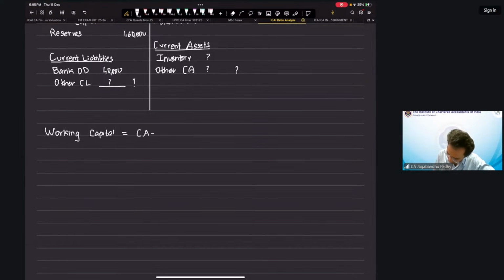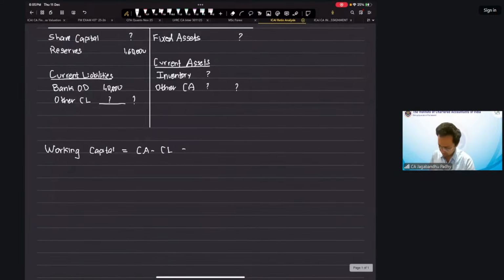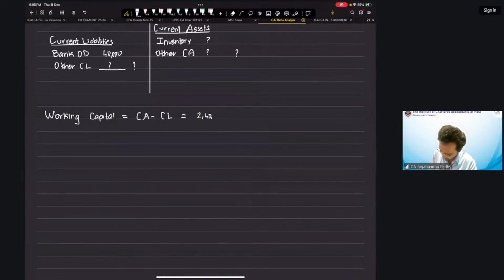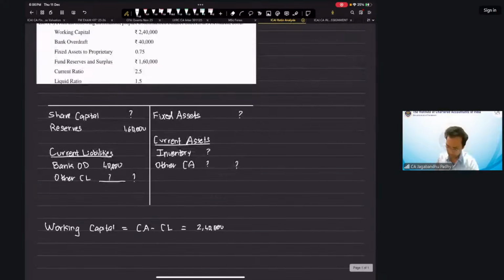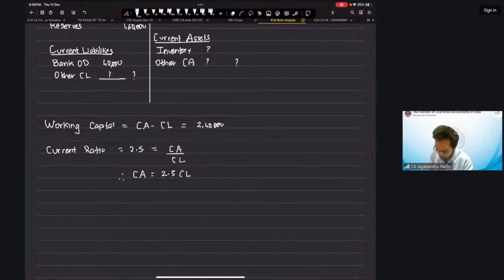Working capital is basically current asset minus current liabilities, right? So this current asset minus current liability is 2,40,000. And then current ratio is 2.5. This current ratio is obtained as current asset upon current liabilities. And therefore, current asset will be 2.5 times of current liabilities. So we have got these two equations, right, guys?